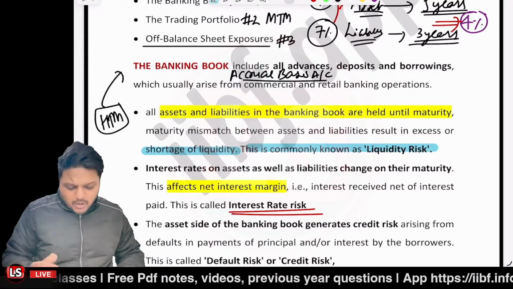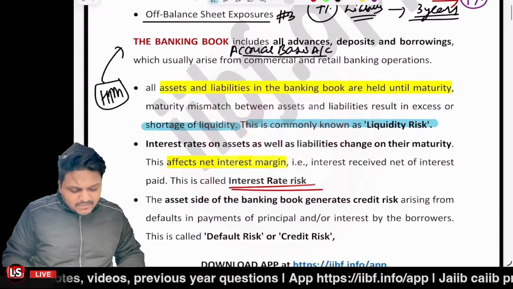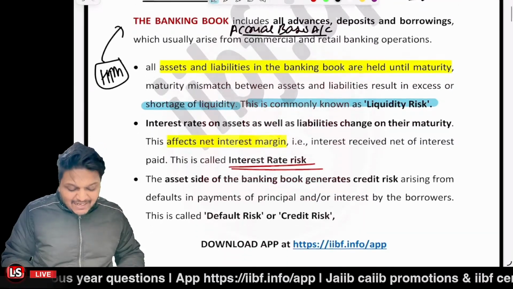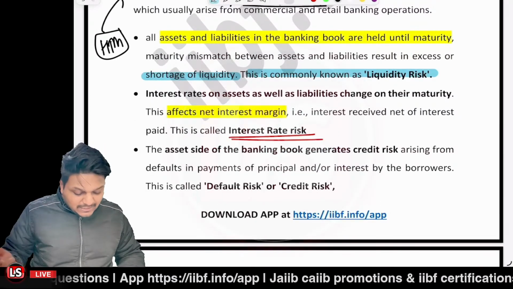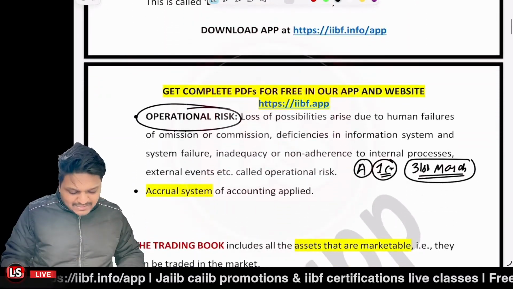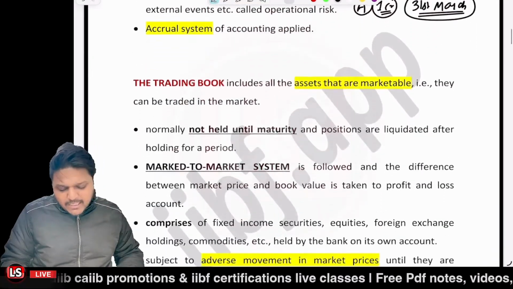All your deposits and all your borrowings are under the banking book, and these are on HTM basis, that is held to maturity basis. And definitely there is liquidity risk, interest rate risk, default risk, and operational risk. That's about the banking book. The second one is related to the trading book.